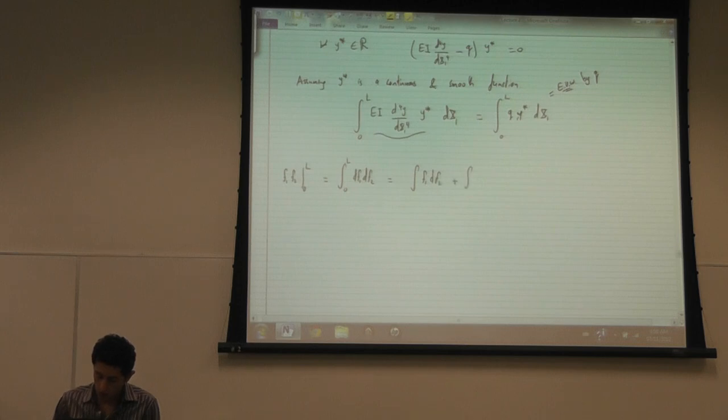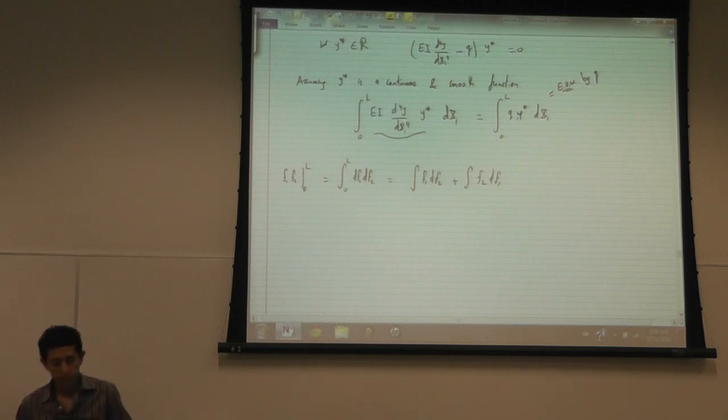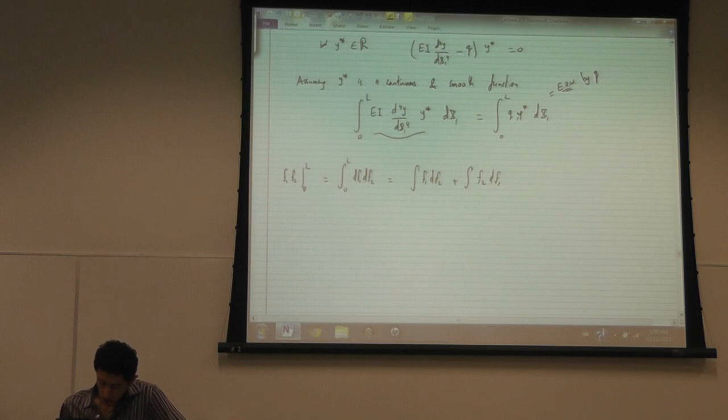Plus the integral of F2, EF1. I'm going to apply this to this term. I'm going to put here shear, multiplied by the displacement on the boundary. This is the external virtual work due to the shear on the boundary. This is the shear on the boundary, and this is the displacement on the boundary. So this is F1, this is F2.